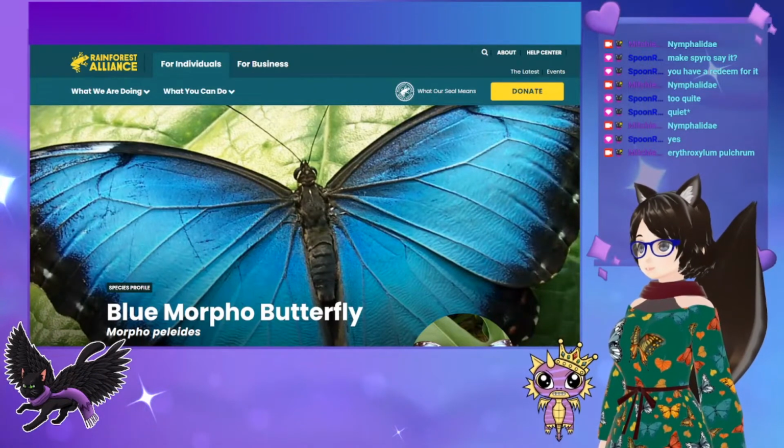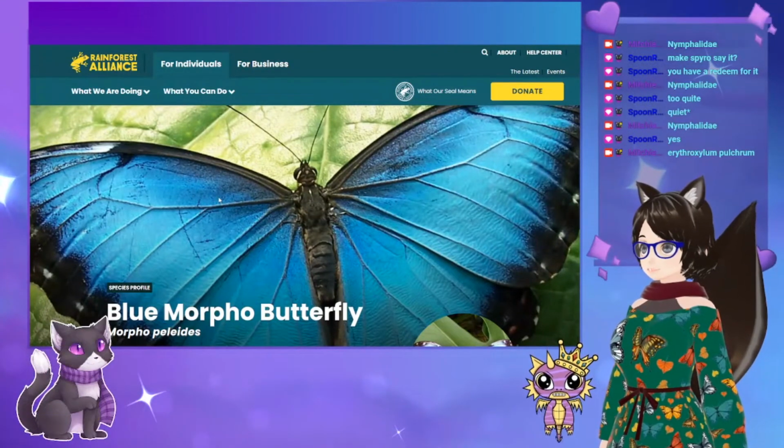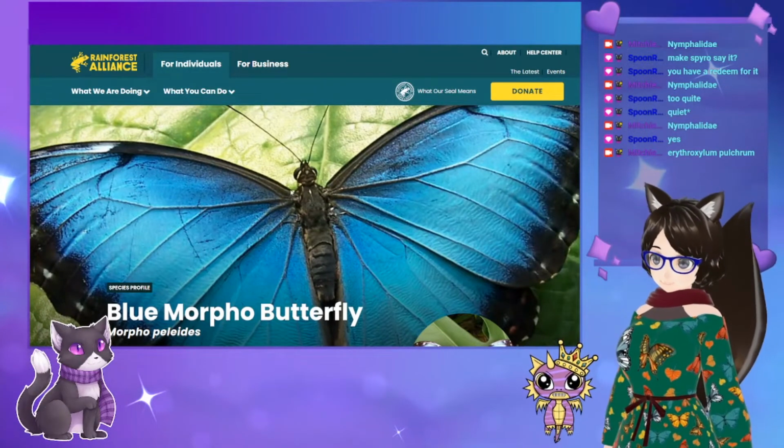The male's wings are broader than those of the female's and appear to be brighter in color. Blue morphos, like other butterflies, also have two clubbed antennae, two forewings and two hindwings, six legs and three body segments, the head, thorax, and abdomen. And that's what makes it an insect.